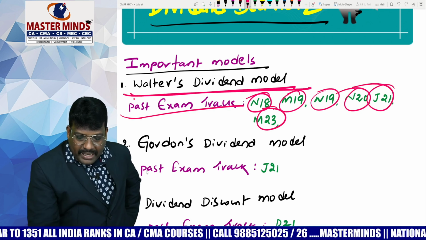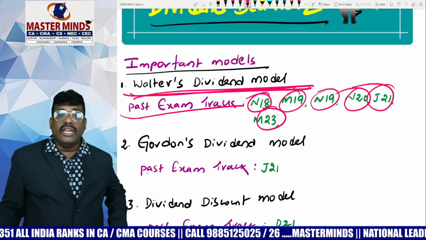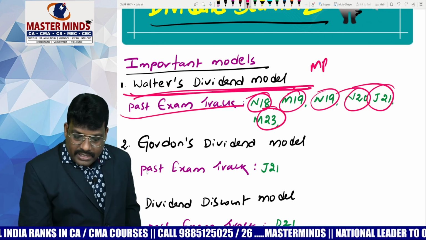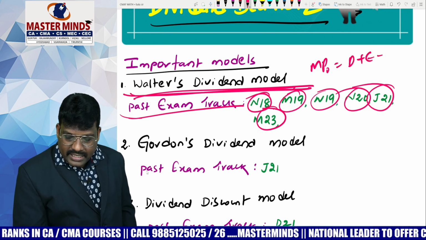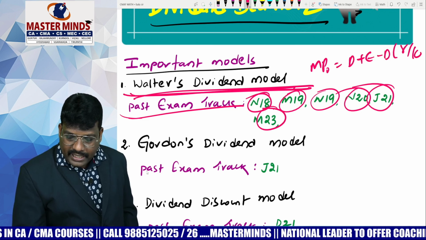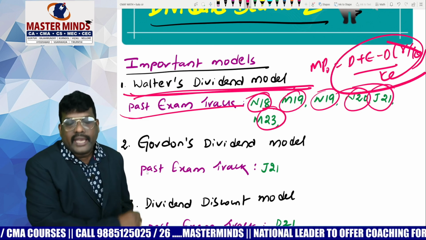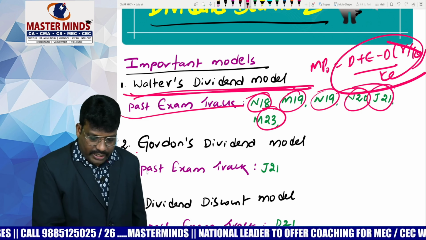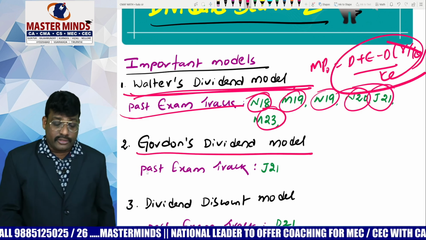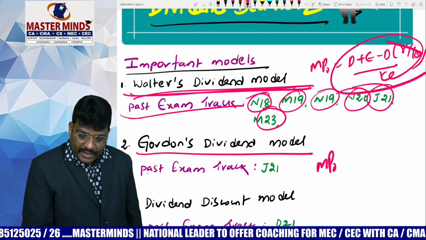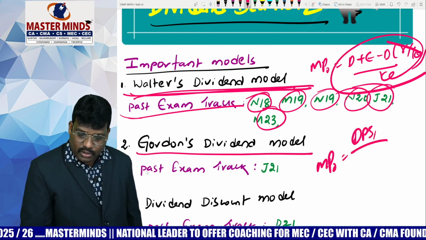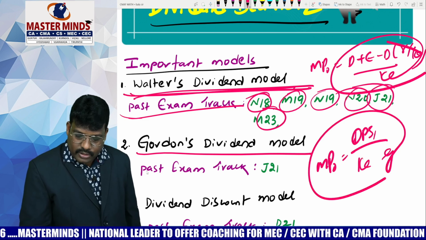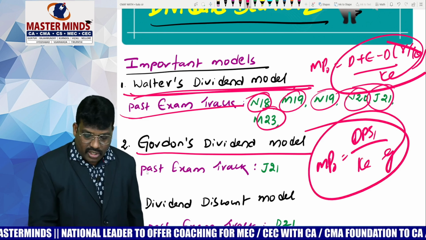In past exams, major attention has been given only to Walter theory, where market price equals (D plus (E minus D) into R divided by KE) whole divided by KE. Okay, thereafter you should not ignore Gordon's model. Gordon's model is also a relevant model, where market price because of dividend decision equals DPS1 divided by KE minus growth rate. Wonderful model. This is Gordon model.